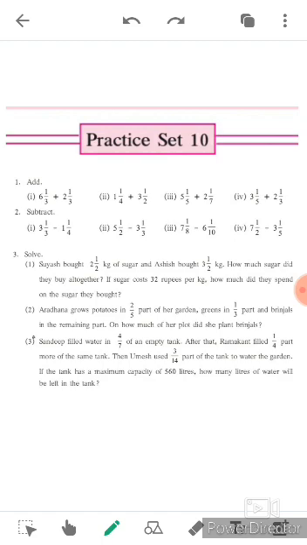Okay. So students, today we are going to solve our question number 3, or we can say problem number 3 of practice set 10. Here three sub-questions are given to you in question number 3. Okay, so let's start.